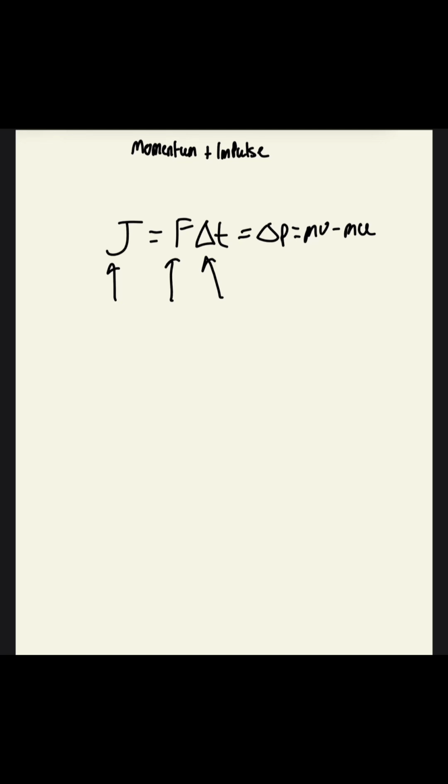Okay, so now let's go through a worked example. Let's imagine we have a 2 kilogram ball traveling at 3 meters per second, and is brought to rest by a force applied over 0.5 seconds. So it tells us that delta t is 0.5. Determine the impulse and the magnitude of the force.